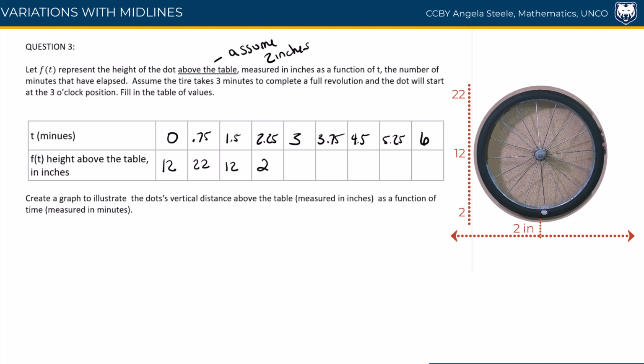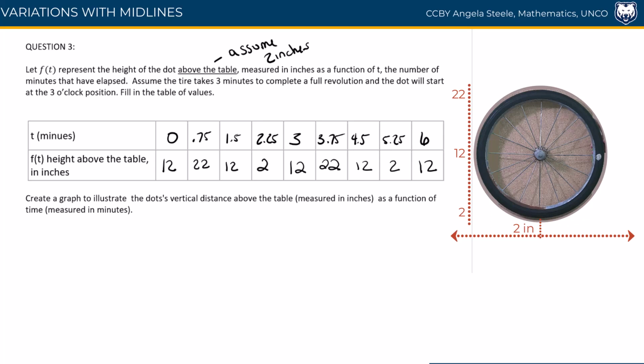Okay, and then when we go back to our 3 o'clock position, we are going up again another 10 inches for our radius, so that means we will be back at 12 inches. And then we just keep going around the circle. So here we're at 22 inches, back to 12, 2, and then we are back to our 3 o'clock position after 6 minutes, so we are 12 inches above the table.